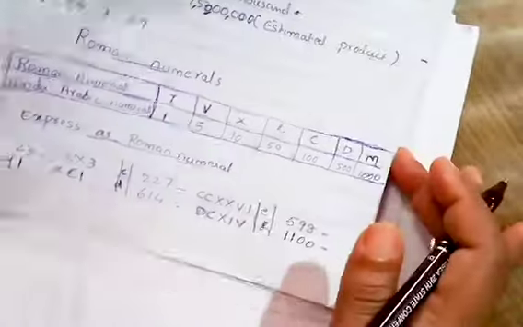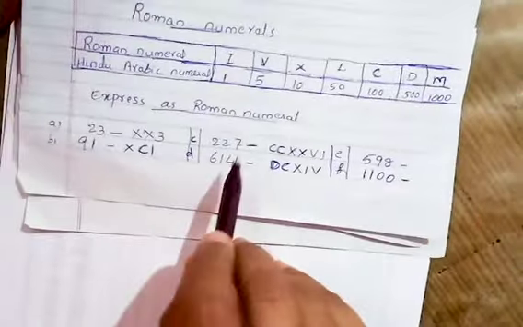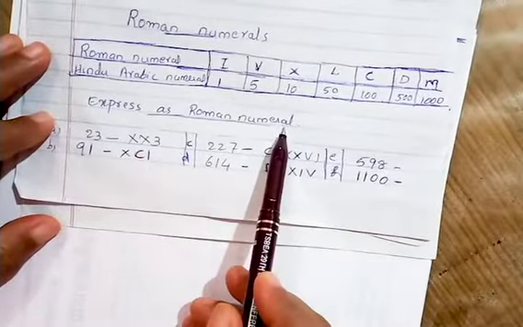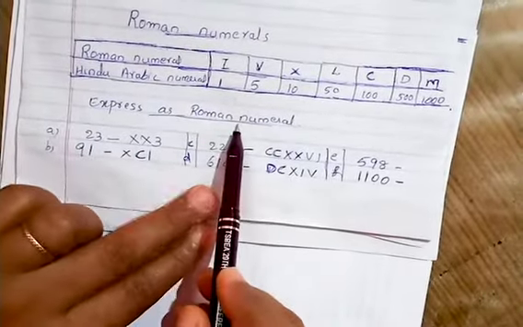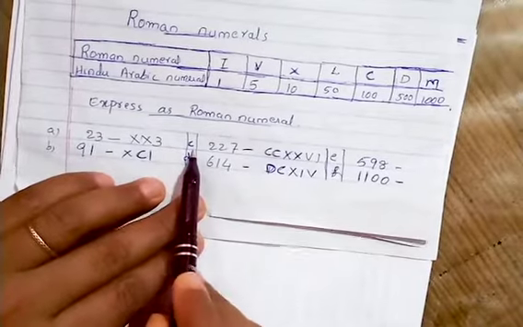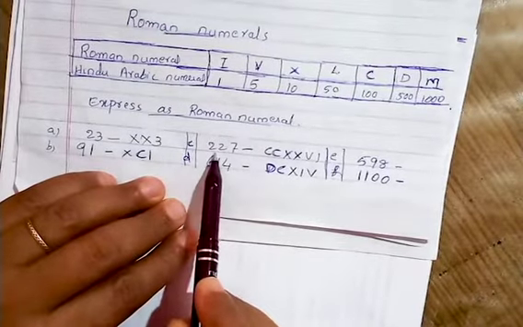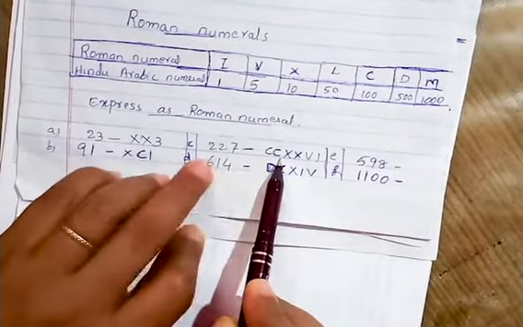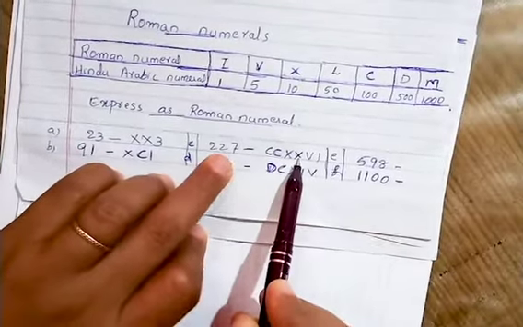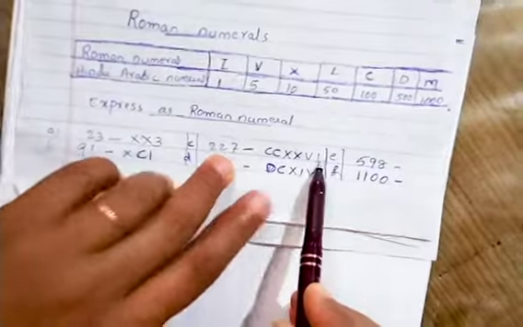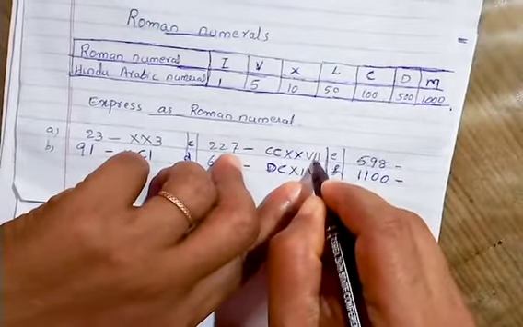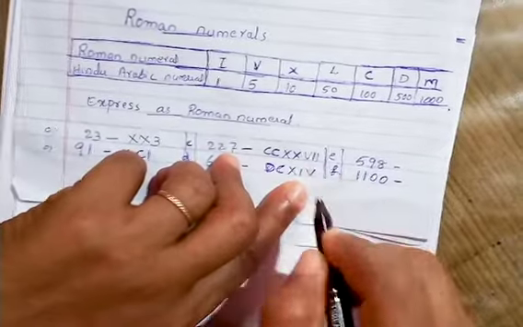There is a mistake in the previous class. Listen. Take your notebooks and look at this problem. Express as Roman numerals. For that, question number C. 227, that is 200, it is CC, 20 means it is XX, and 7 needs one more, one is needed here. Okay, now it is 7.